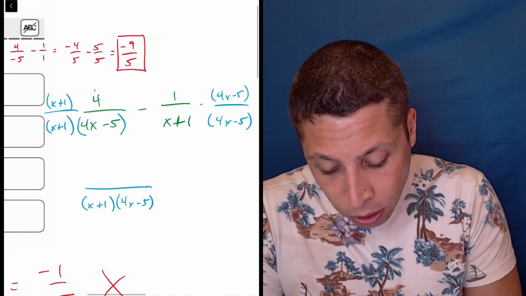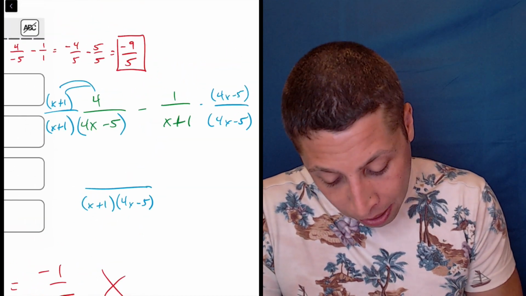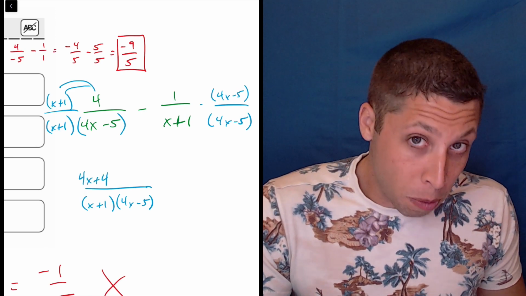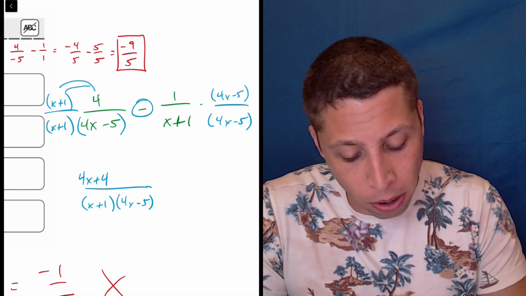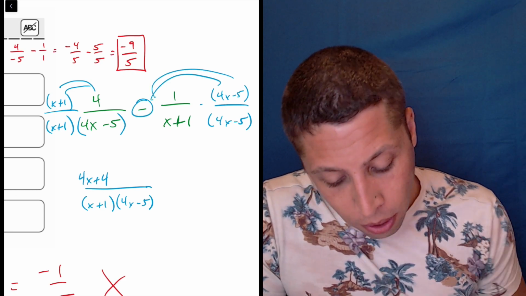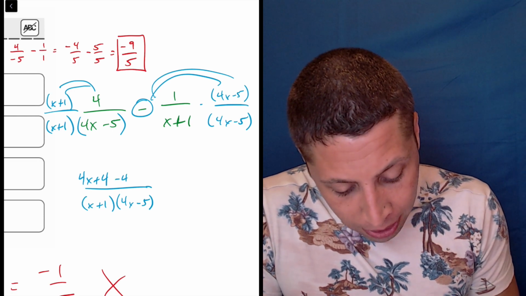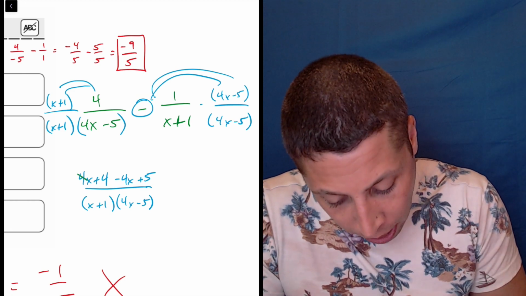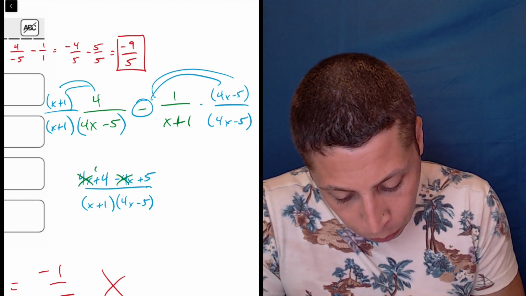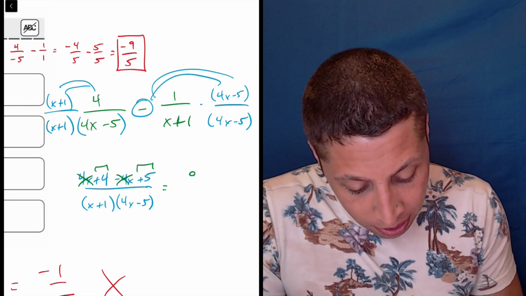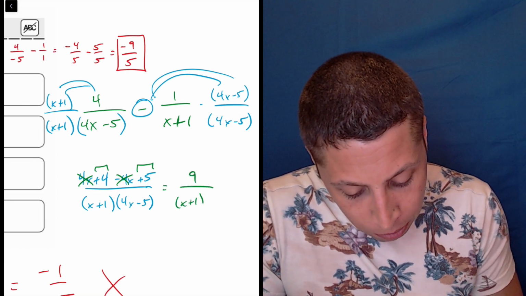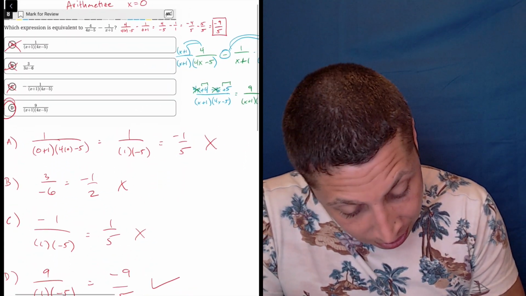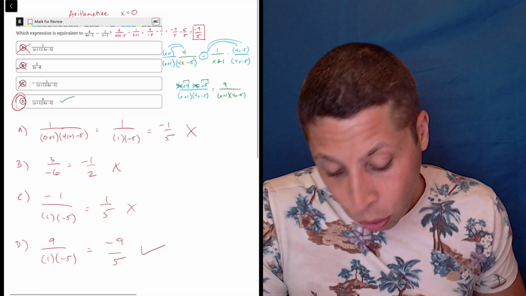Now on the top, we do need to distribute, and this is where the errors happen. So the first part is 4x plus 4. But when we distribute the second part, we have to remember this negative is part of this. So this negative goes in with the 1, and so this would be minus 4x plus 5. And now the 4x's will cancel each other out, and the 4 and the 5 is what gives us the 9. So 9 over x plus 1 times 4x minus 5, and that is exactly what I got in choice D.